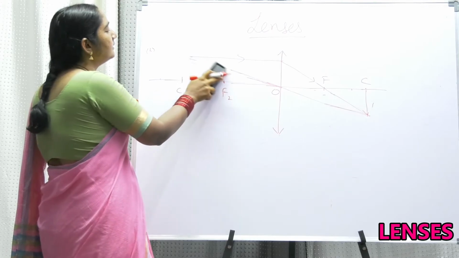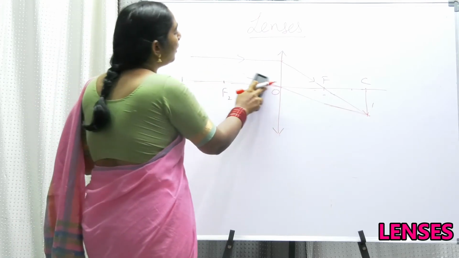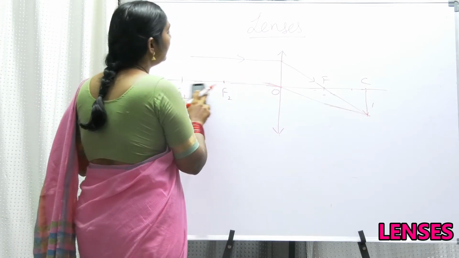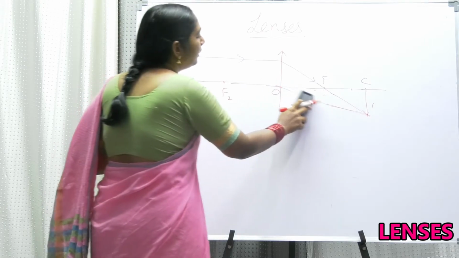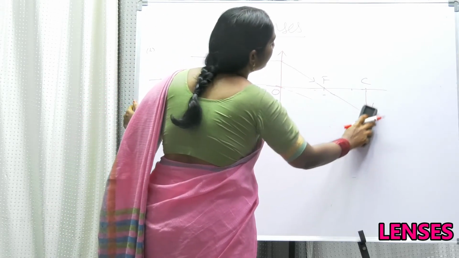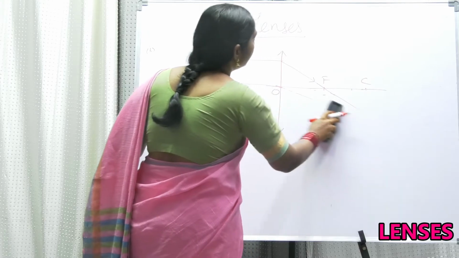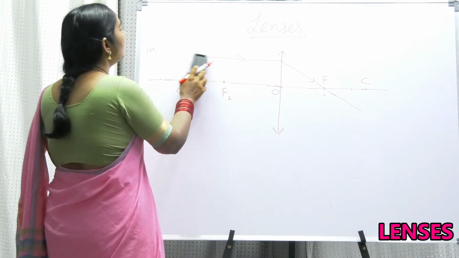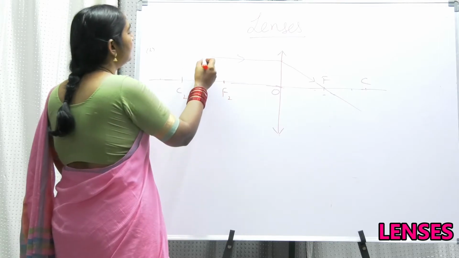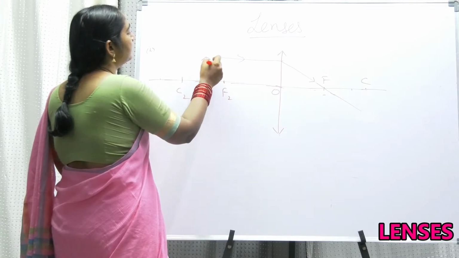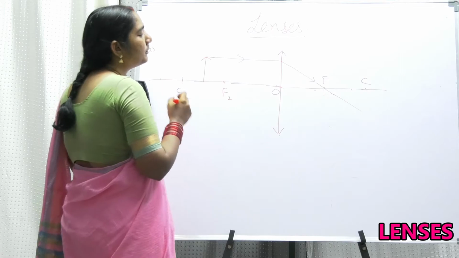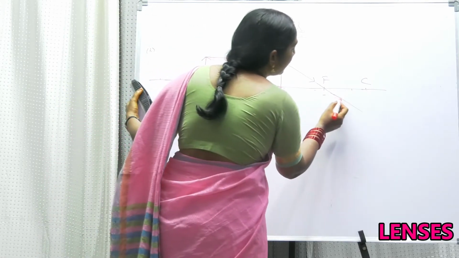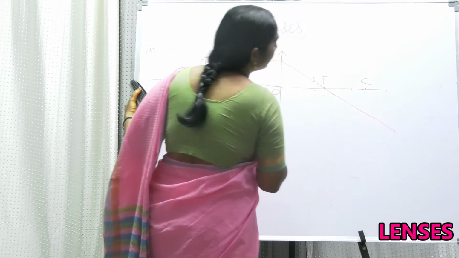Now in the third case, we are going to keep the object between F and C. Now we are trying to see what kind of image we are going to get in the third case. The object is placed between F and C. My dear friends, when you are putting it between F and C, what is going to happen? Let us see that.